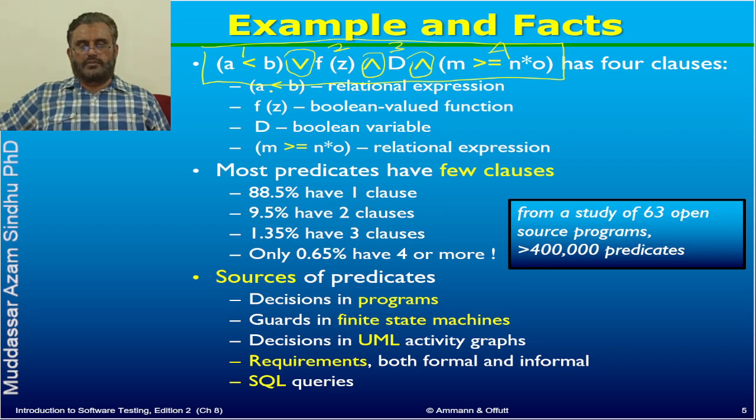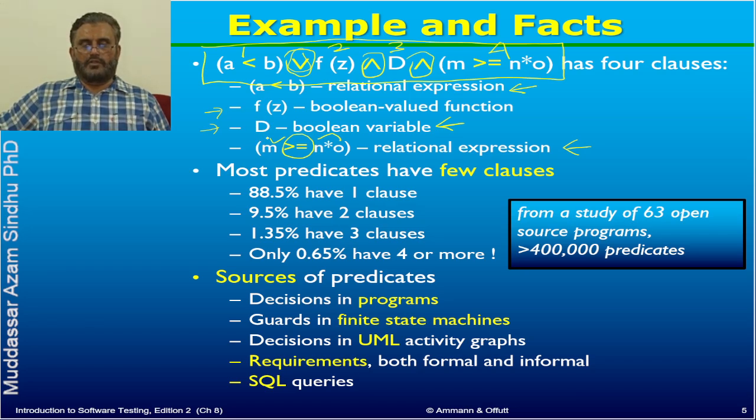The first one consists of 2 operands which are connected by a relational operator. So this forms a relational expression. The next one is a Boolean valued function. It will always return a true or a false. That is why it can be used as a connective for this operator OR. The next one, a capital D, basically represents a Boolean variable. And then there is another relational expression at the end which is connected by the greater than or equal to operator between the operands m and n times o. So this is again a relational expression. So in this predicate we have seen 4 clauses. And what do we mean by a clause?